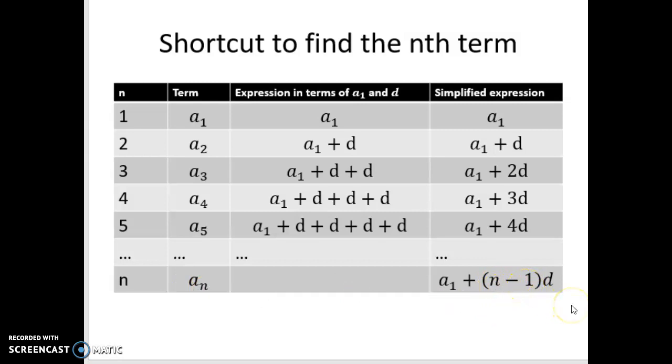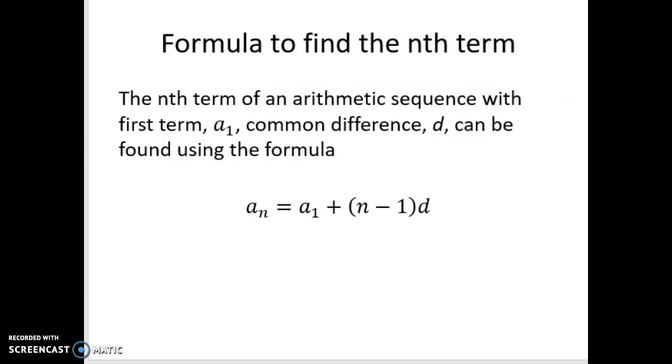In the next video, I'm going to show you examples using this formula. So again, this is a formula for the nth term of any arithmetic sequence. I'm going to use it in the next video to find a large term in the sequence without having to list out all the terms.